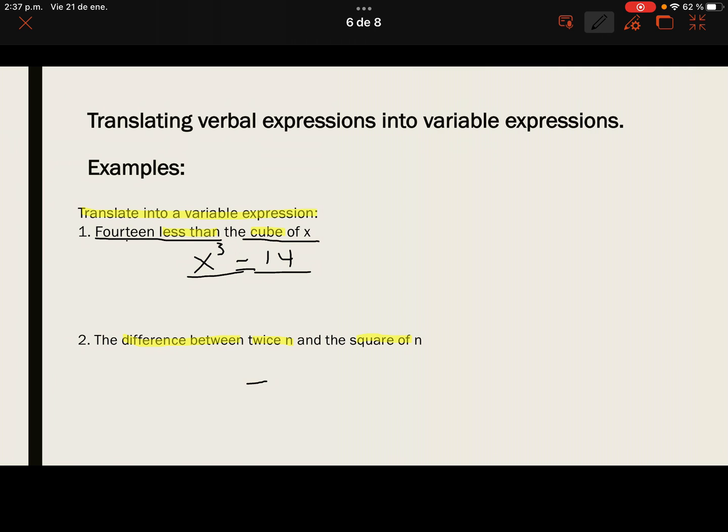Twice n represents 2 times an unknown number, that is n, and the square of n means n to the second power, or n squared. Then this is the answer, the expression translating: 2n minus n squared.